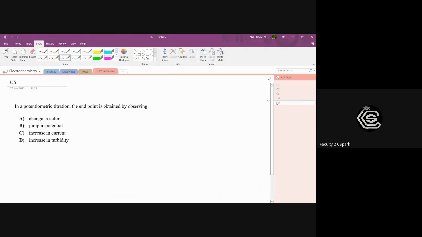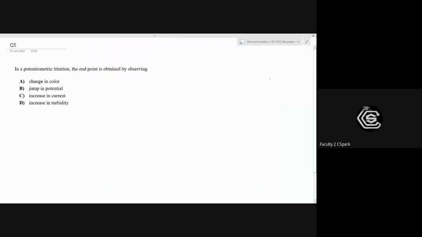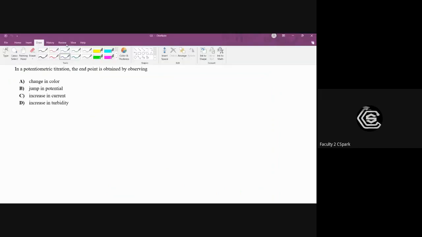The last question. In a potentiometric titration, the end point is obtained by observing what? In conductometric titration, we said that we'll be measuring the jump in conductance. Similarly, in a potentiometric titration, the end point is observed by measuring the jump in potential. So it's option B.